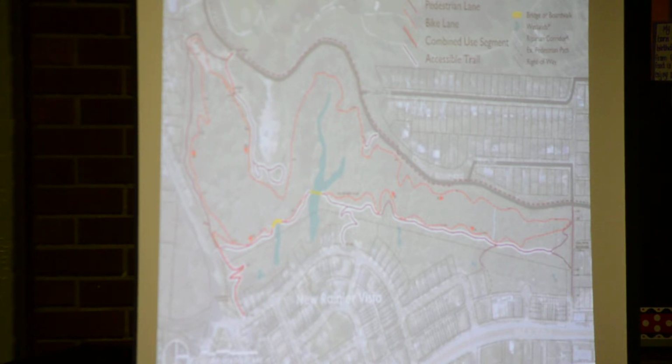They intersect at some points, particularly when crossing these wetlands, where they're sharing a bridge. But what we're trying to do is optimize the experience for each user group.